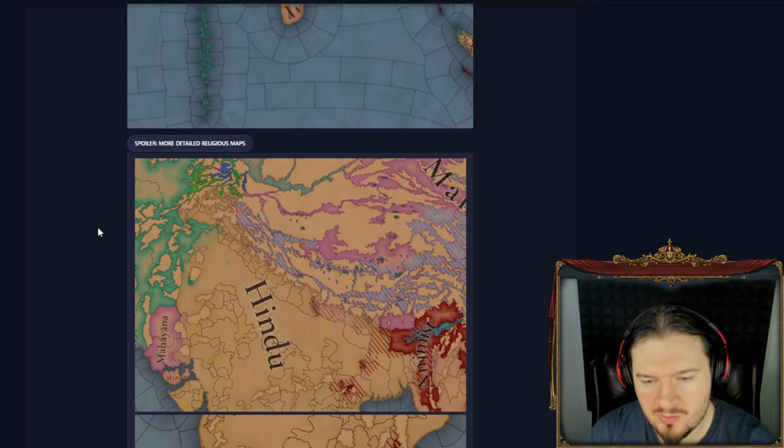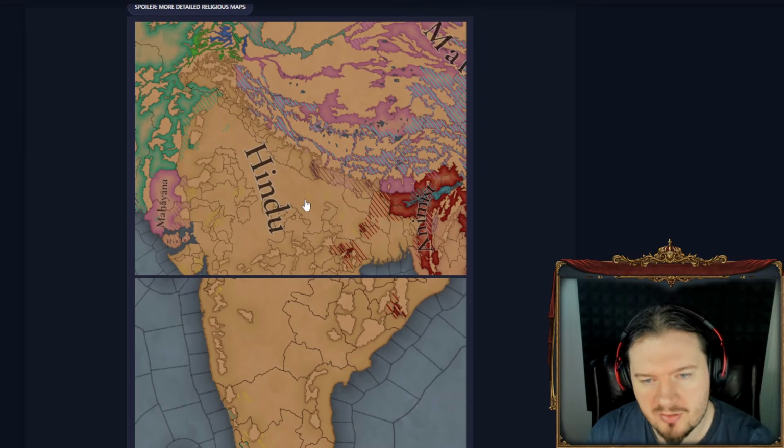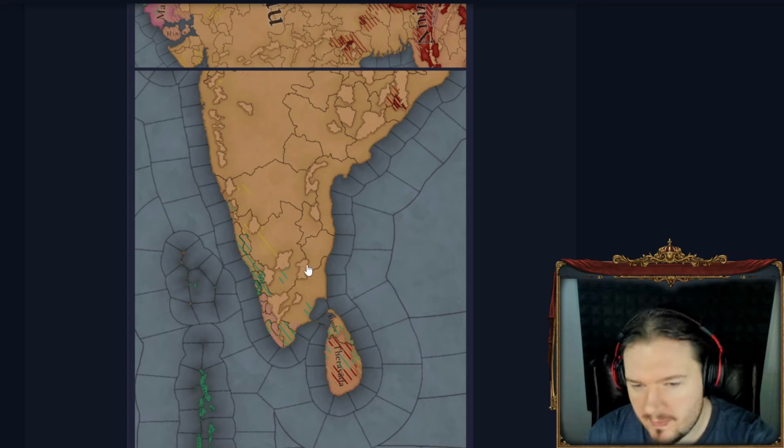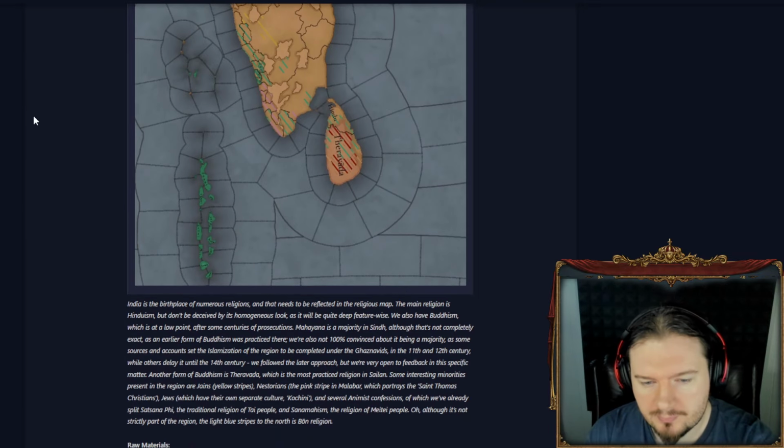More detailed religious map modes we'll go through as well. There's in the north. South, we've got a little bit of Sunni down here. And also, I think that is also Mahayana there as well. Animist there on the island of Ceylon.